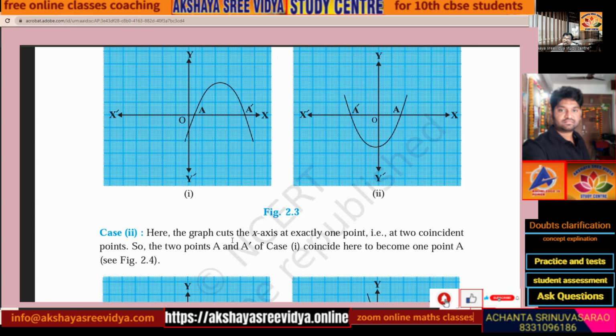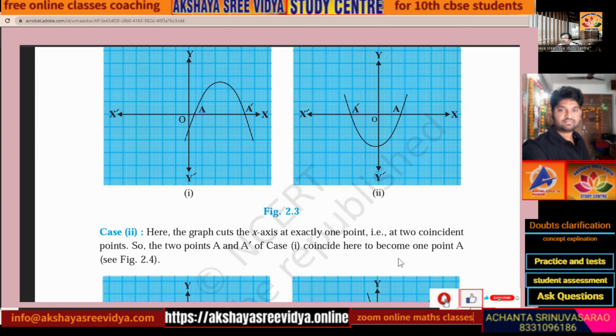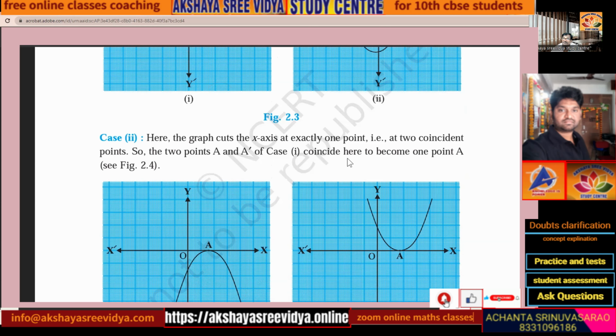Here the graph cuts the x-axis at exactly one point. That is two coincident points. So the two points A and A dash coincide here and become one point.